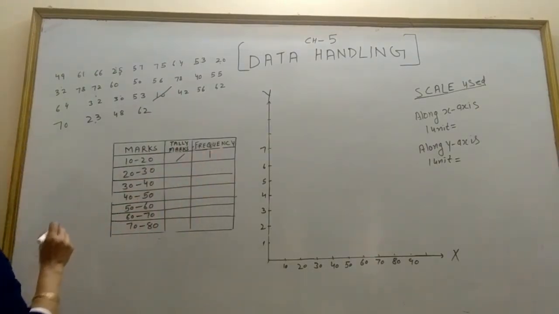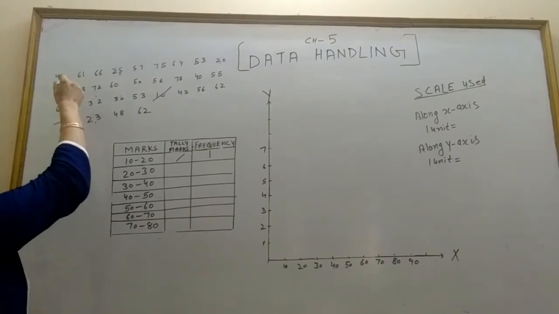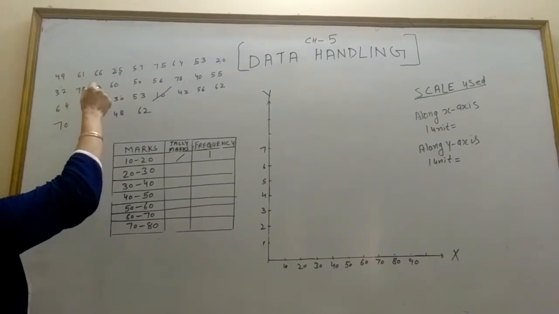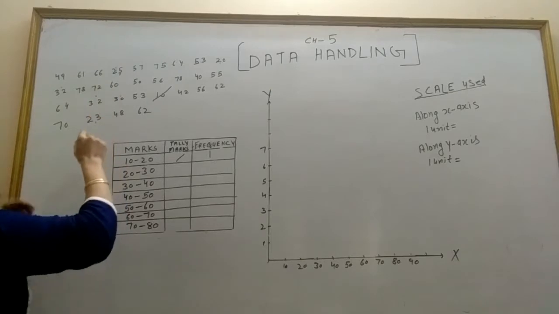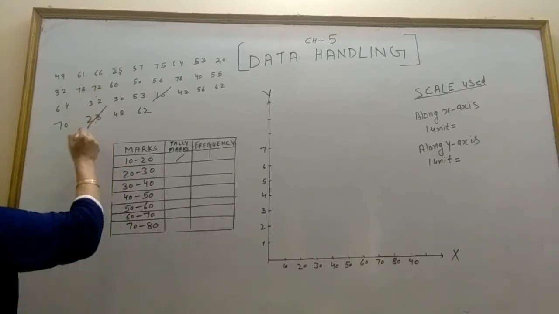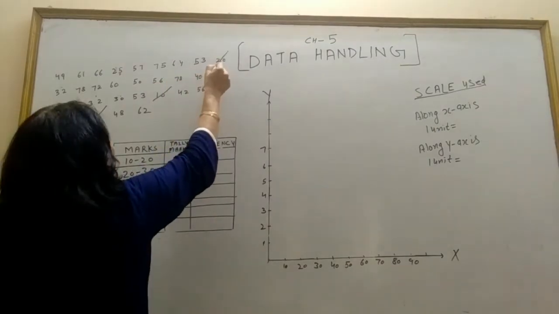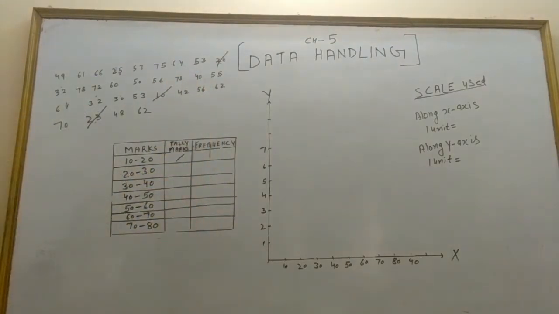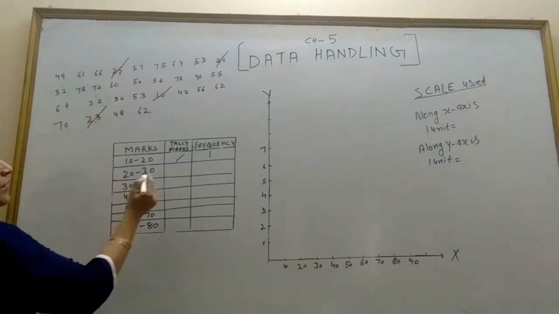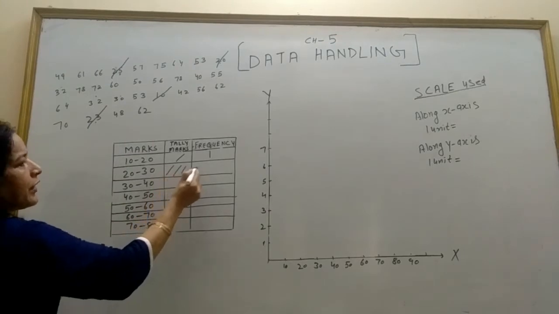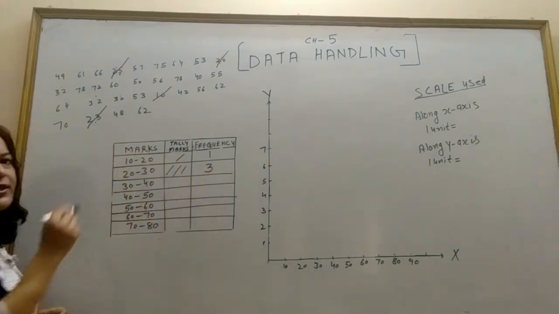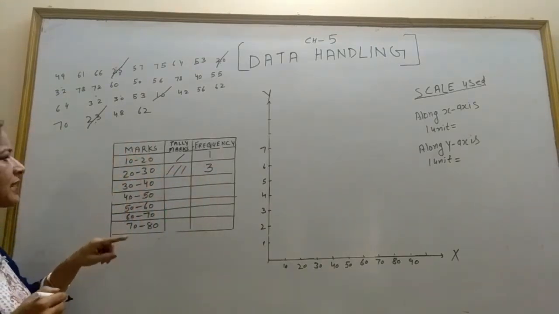Then 20 to 30. How many students between 20 and 30? 1, 2, and 3. So 3 students are there. 1, 2, 3, so the frequency is 3. This is called the tally marks.